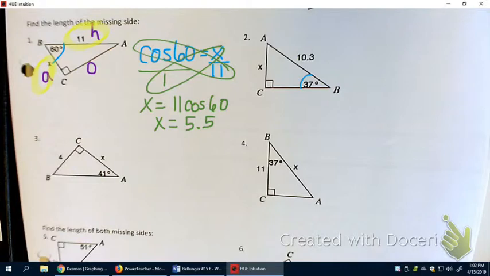So x is what? What's x? O. 10.3 is H. And then A is down here. The two sides that I need are the two sides that have something on them. So I need the H and the O. So which one of our things has the O and the H? S, C, or T? S, sine. So we're going to put sine.